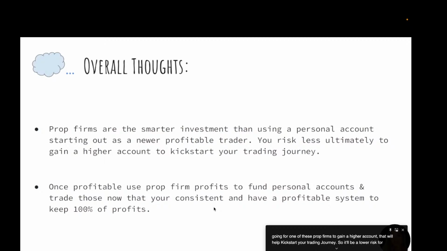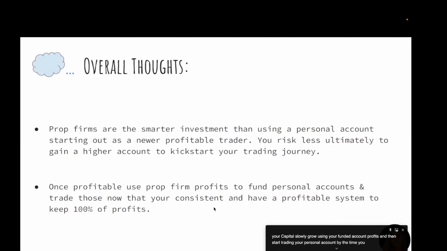And then what I would suggest is that once you are profitable, use your prop firm profits to fund a personal account. I know a lot of people like to pay themselves first, and I do suggest that obviously you pay yourself first, but I would also recommend that you take some money from your profits and start putting it aside into a personal account. Let your capital slowly grow using your funded account profits, and then start trading your personal account.